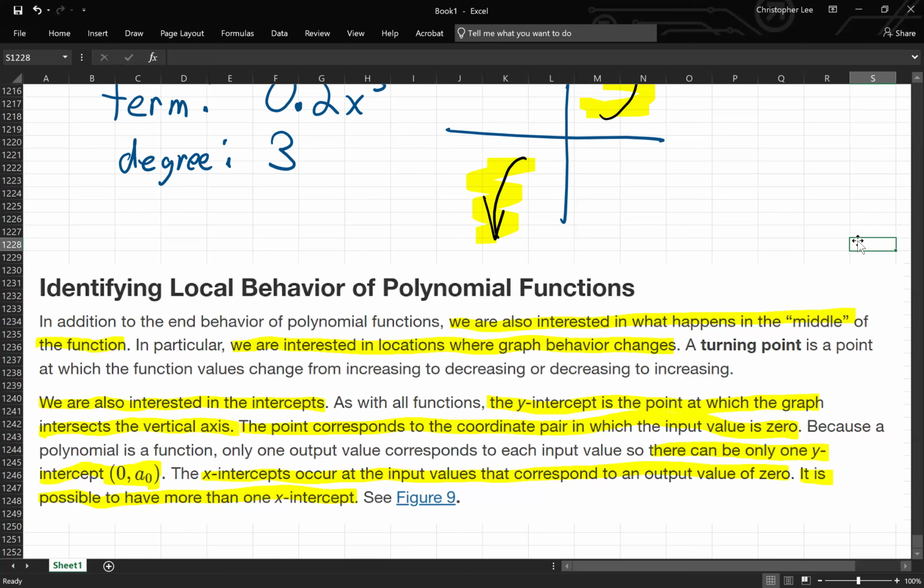Because a polynomial is a function, only one output value corresponds to each input value. So there can only be one y-intercept. Not 3, not 8. There's one y-intercept. The x-intercepts occur at input values that correspond to the output value of 0 when you set the whole equation equal to 0. It is possible to have more than one x-intercept.